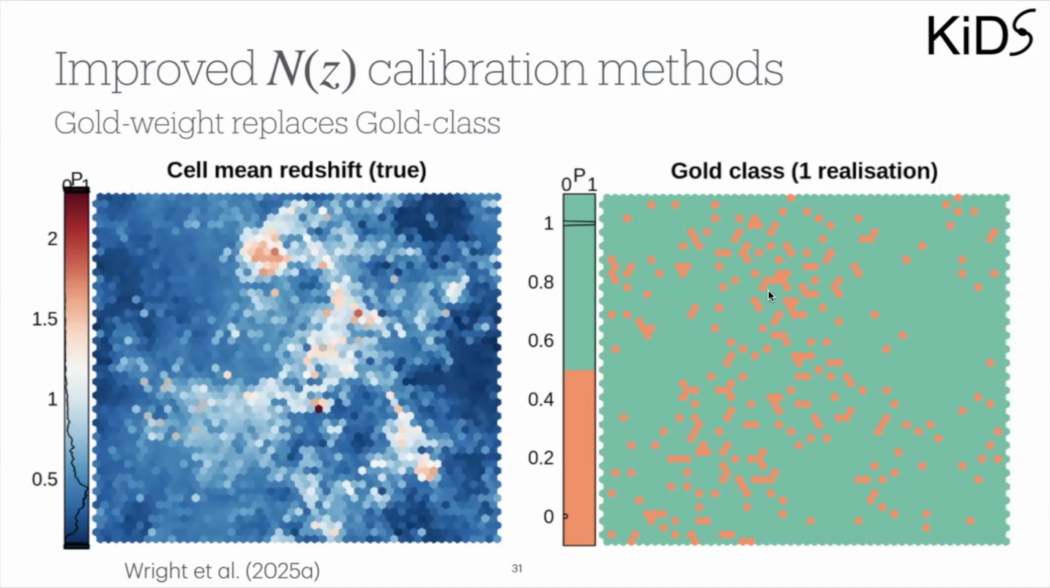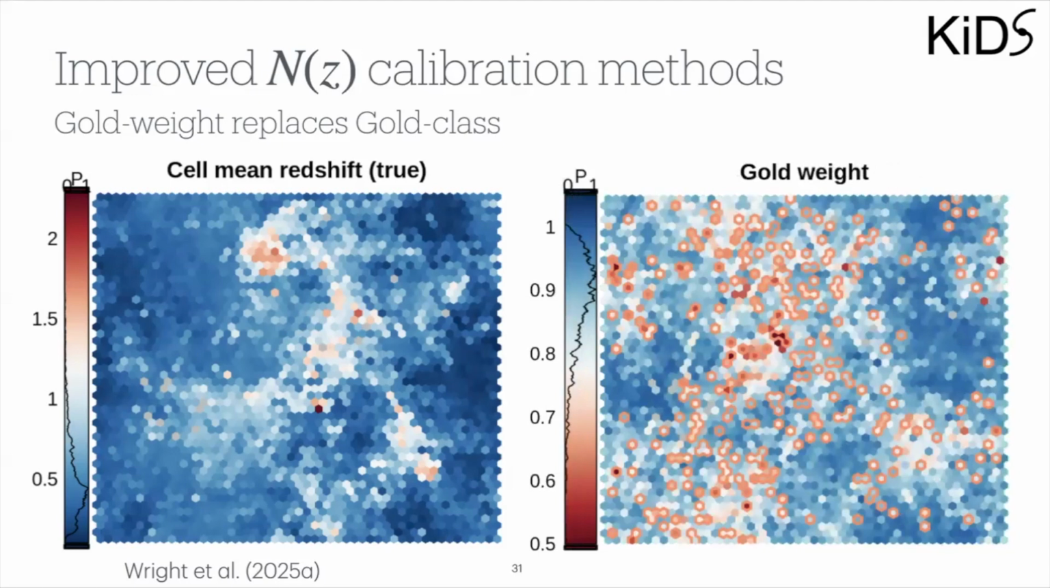And if you repeat this process multiple times, then what you find is that the gold class assignment isn't always the same for each source. And so if you calculate the gold class assignment multiple times, and then you populate the SOM here with the mean gold class, or the mean number of times that a source was assigned gold 1 compared to the SOM cell that it resides in, then what you find is that this now continuous variable, which we've called gold weight, is not necessarily closely correlated or perfectly correlated with the individual assignments of gold class in one realization.